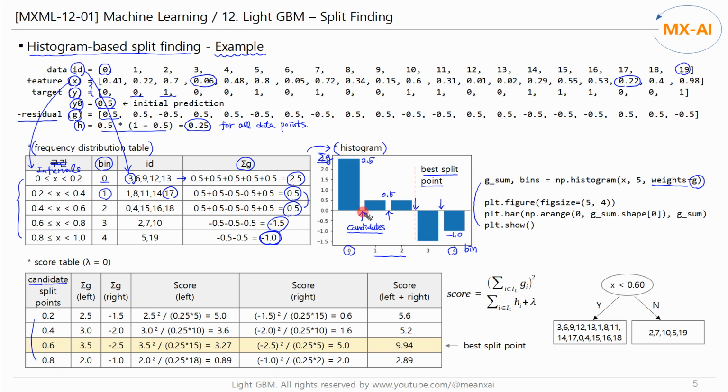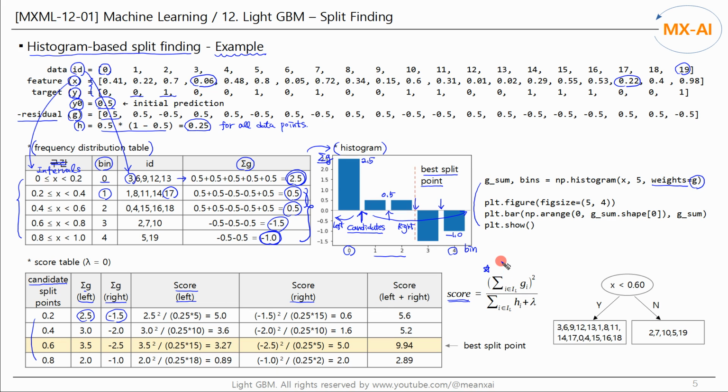First, divide the node into left and right using the first candidate. Then we calculate the sigma G values of the left and right nodes as follows. The sigma G on the left is 2.5, and the sigma G on the right is the sum of all these values. We then calculate the left and right scores using this formula used in XGBoost. Please refer to the XGBoost videos for this formula.